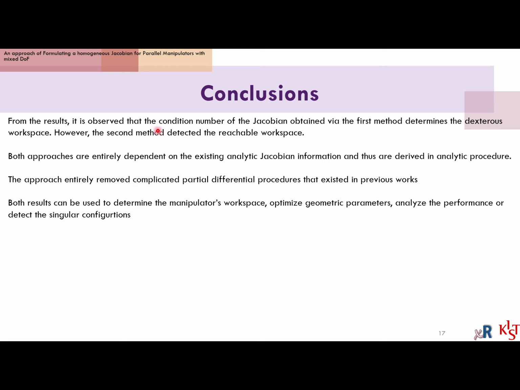From the results, it is observed that the condition number of the Jacobian obtained via the first method determines the dexterous workspace. However, the second method detects the reachable workspace. Both approaches are entirely dependent on the existing analytic Jacobian information, and thus are derived in an analytic procedure. The approach entirely removed the complicated partial differentiation procedure that existed in previous works.